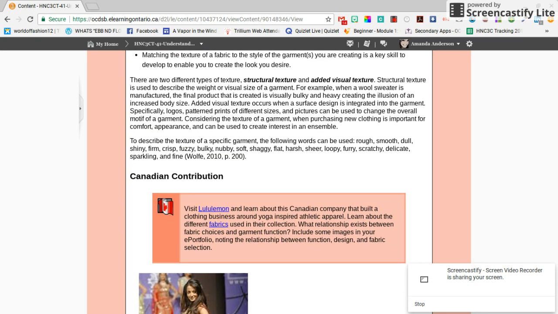So we're going to talk about structural texture and added visual texture. Structural texture is used to describe the weight or size of a garment. So a wool sweater, for example, is very bulky and heavy, and that's going to make the person seem like they're bigger than they are. Whereas added visual texture is when surface design is integrated into the garment. So this could be a pattern print, this could be a picture, a logo. So they're totally different.